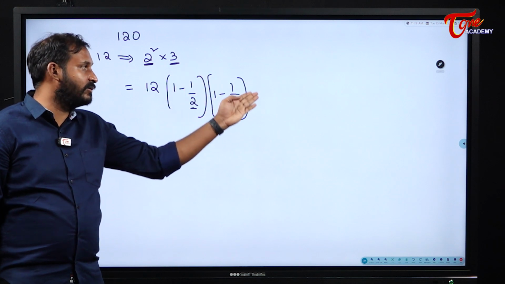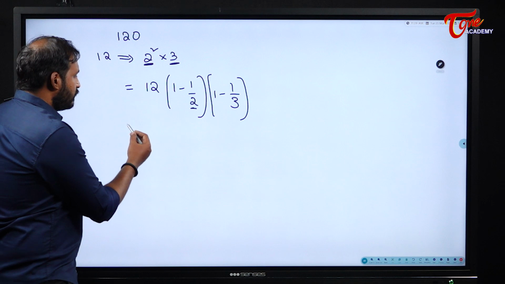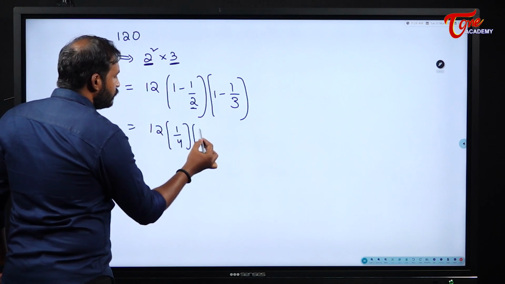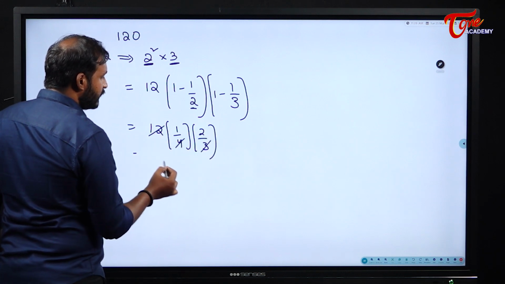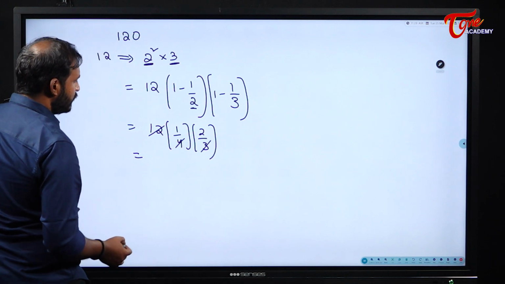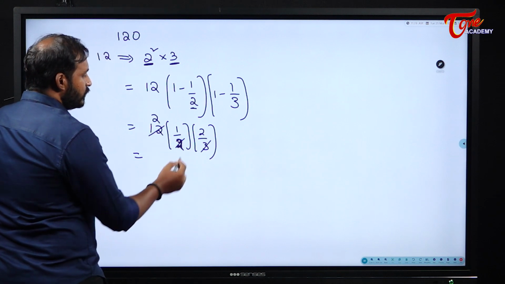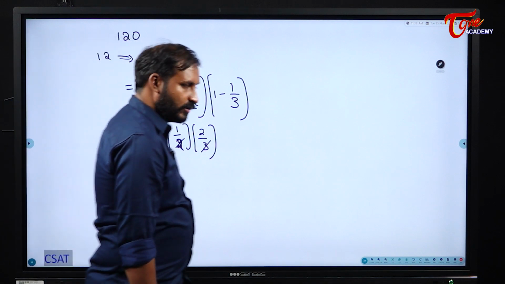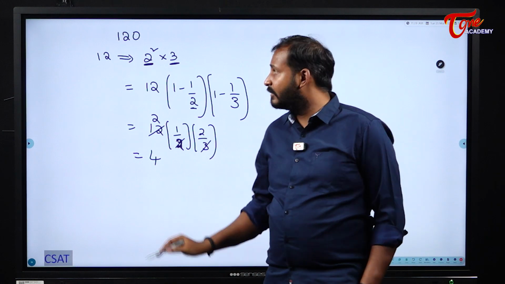For example, if 5 were there, I would have written 1 minus 1 by 5. So what happens? 12 into 1 by 2 into 2 by 3. 2 3s are 6, 2 2s are 4. So the Euler number of 12 is 4. Sir, why are we doing 1 by 2, 1 by 3, means very simple.